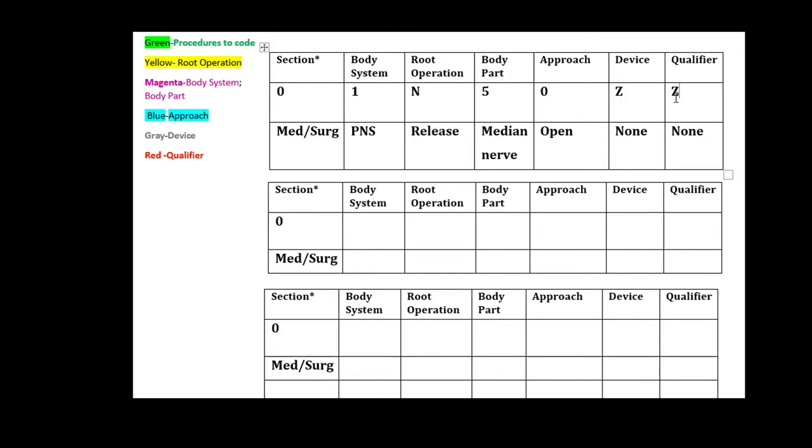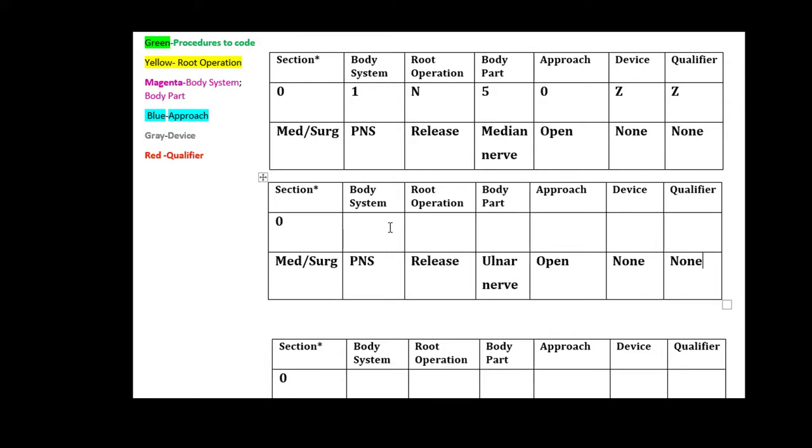Think back to the second procedure we talked about, which was a cubital tunnel release, which we know is the ulnar nerve. Reading through the operative report, again, the only difference in the 2 procedures for the cubital tunnel syndrome and the carpal tunnel syndrome are that in the first one, carpal tunnel, you're releasing the median nerve, and in the cubital tunnel, you're releasing the ulnar nerve. We've already talked about how we located those body parts. No device, no qualifier.